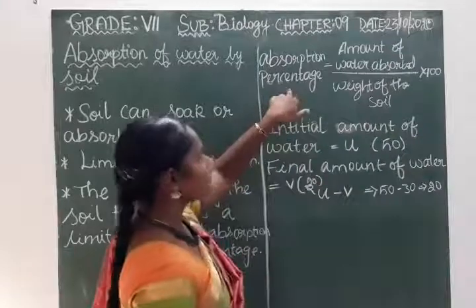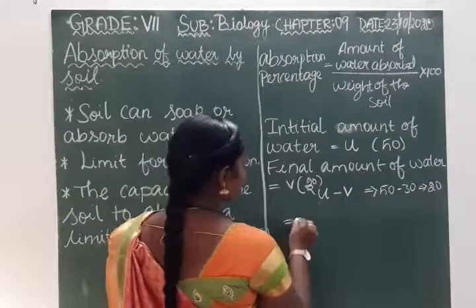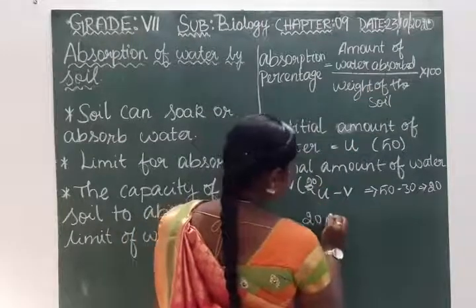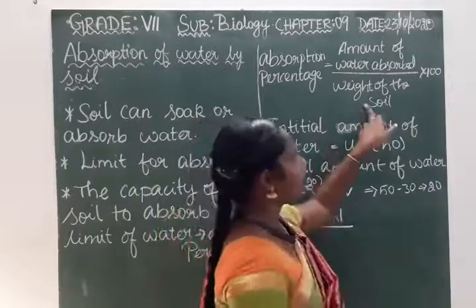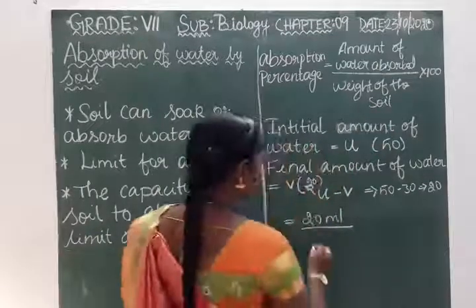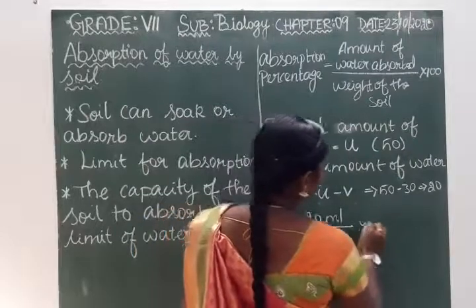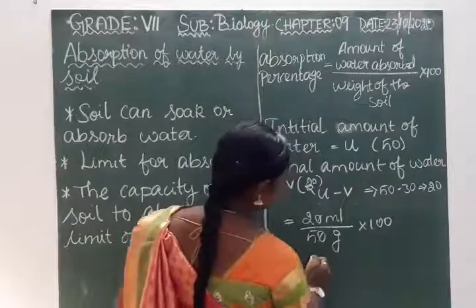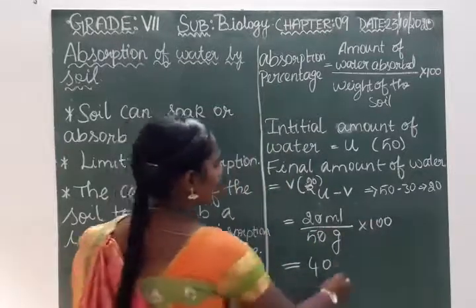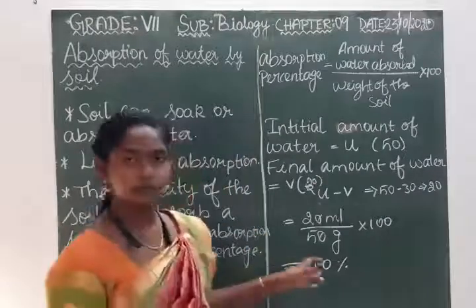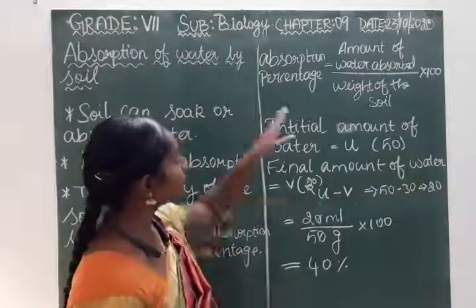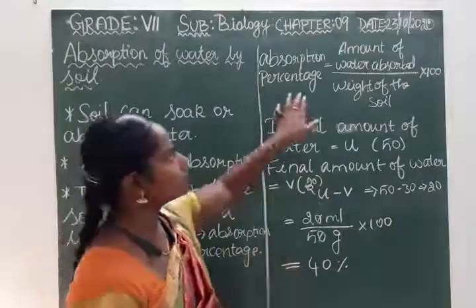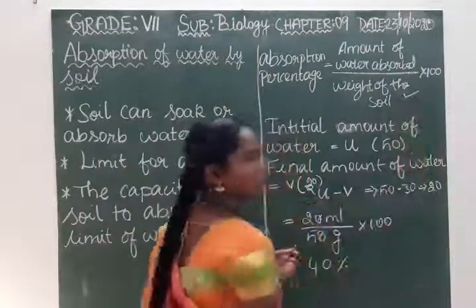Next we are going to find out the absorption percentage. The amount of water absorbed is 20, measured in ml, and the weight of the soil is 50 grams, multiplied by 100. We cancel out the units, and it is 40%. This is the absorption percentage of the soil. Using this formula we can solve the problems.